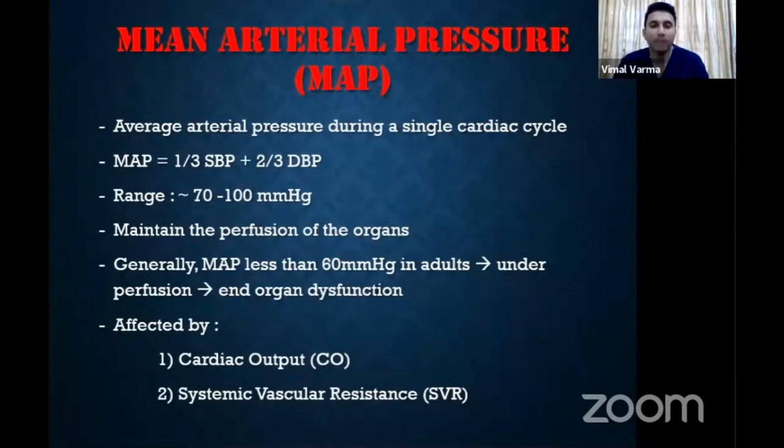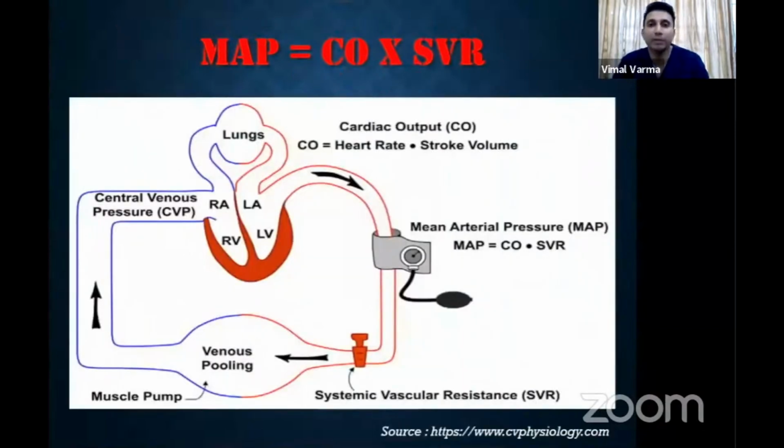Saying that, what are the factors that affect this mean arterial pressure? Mainly cardiac output and systemic vascular resistance. And the equation by which these two factors affect the mean arterial pressure is given by mean arterial pressure equals cardiac output times systemic vascular resistance.